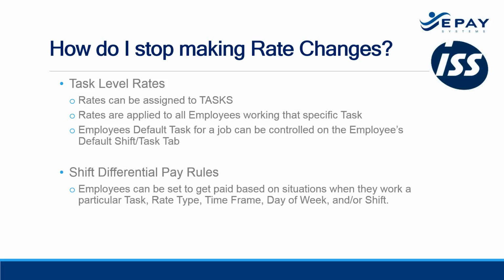So the shift differential can be applied at different levels. Like I said, the task, which basically means they work a specific task, specific rate type. Maybe you want to say that anytime someone works a holiday, you automatically want to pay them an extra $5 an hour. Or I'm going to use the Denver International Airport as an example. They have snow pay. So we can also go in there and say whenever snow pay is used, automatically increment that employee a certain amount of money. So there's different ways we can do that.